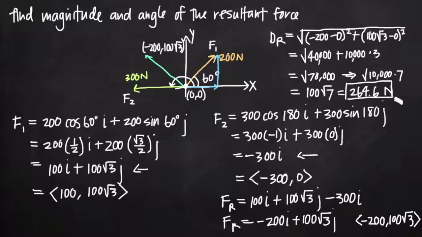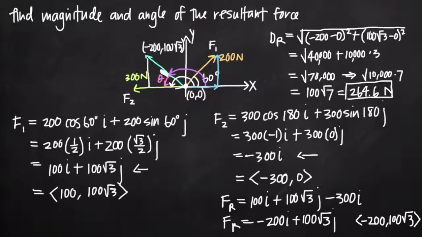Now we just need to deal with the angle between the resultant force and the positive direction of the x-axis. That's this angle right here, from the positive direction of the x-axis to our resultant force. What is that angle? We already know the magnitude, we need the angle. Well, here's what we do know. We know this angle right here, we'll call it theta, because we know that this coordinate point is (-200, 100√3).